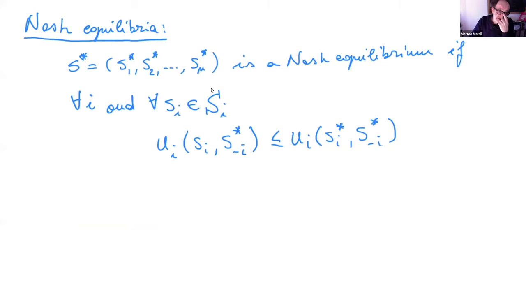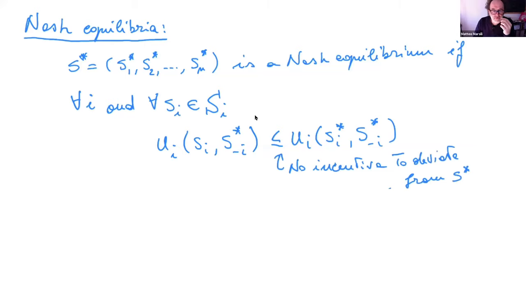So, you say that a strategy profile, this S, is a list of strategies for each of the players. This is a Nash equilibrium if for all players and for all strategies of these players, the payoff of player i, if he plays another strategy which is different from the strategy he plays in the Nash equilibrium, cannot be larger. So this means that each player has no incentive to deviate from a Nash equilibrium strategy. Okay.